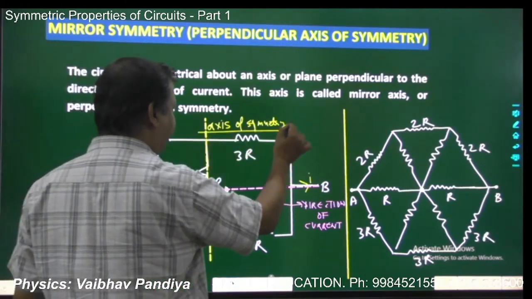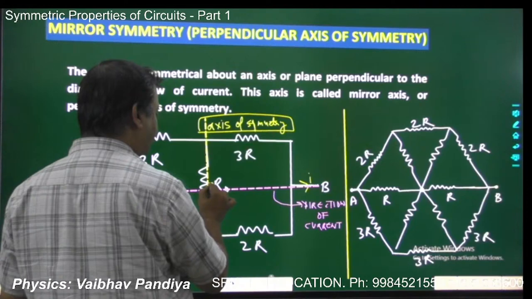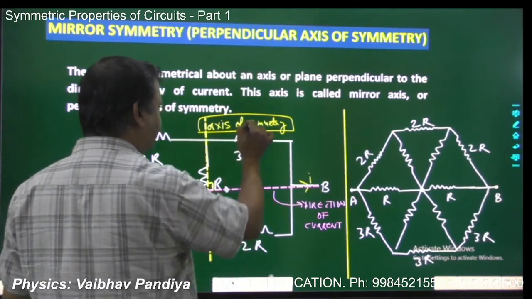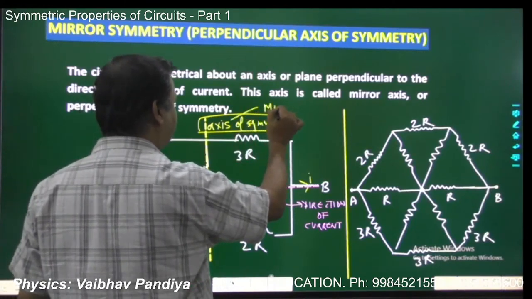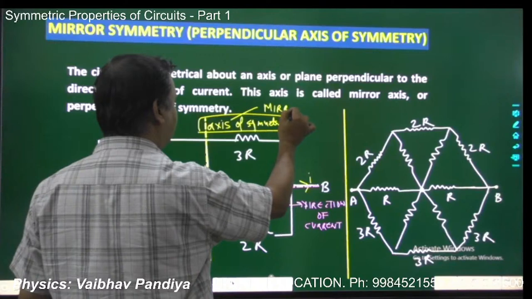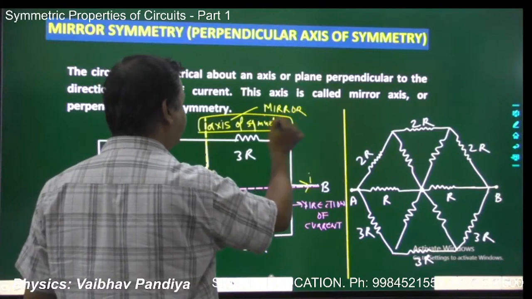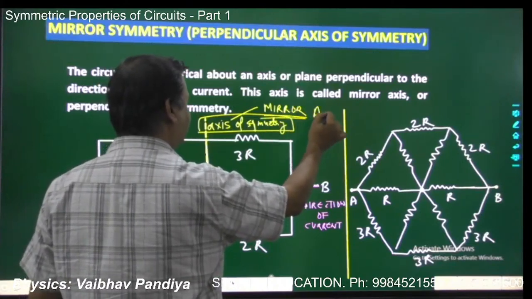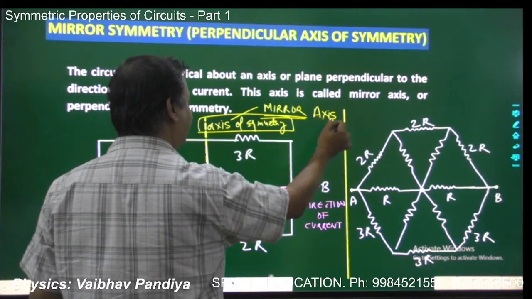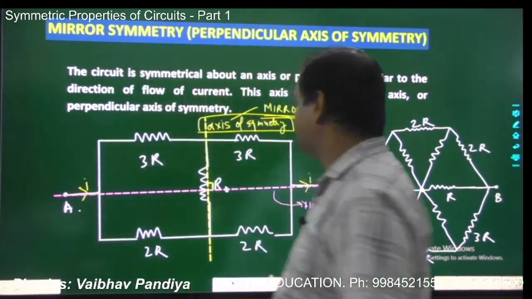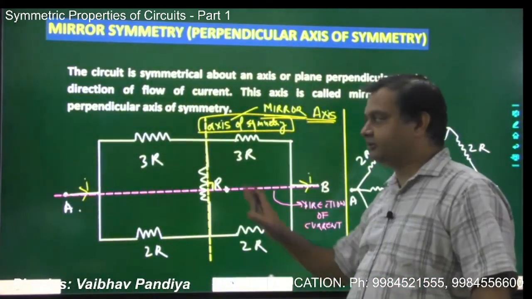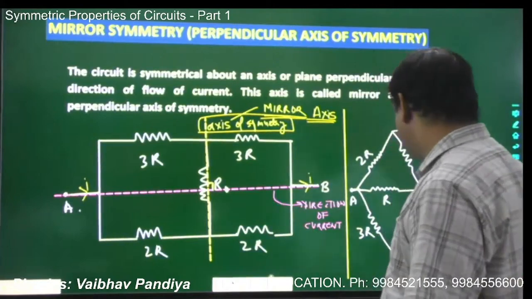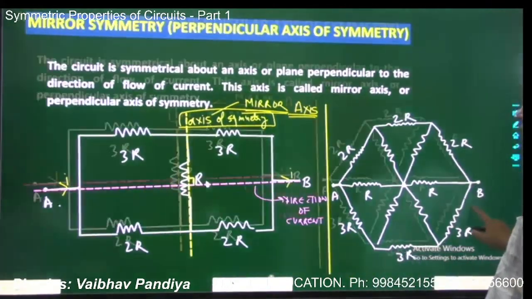And since this axis of symmetry is perpendicular to the direction of current, we say this is mirror symmetry, or you can say mirror axis of symmetry or perpendicular axis of symmetry. So this is how you identify whether the circuit has a mirror symmetry or not. It is not necessary that every circuit will have a mirror symmetry.